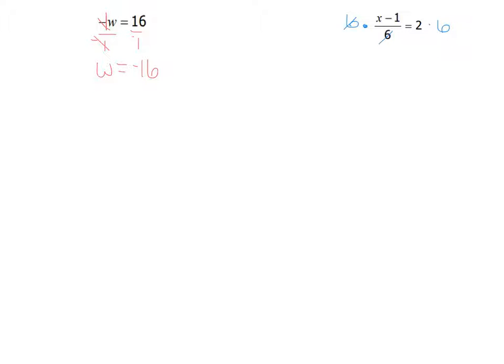So these 6's cancel. I'm left with x minus 1 on the left, and then 2 times 6 is 12. Well, now it's just a one-step equation. X minus 1, the inverse operation would be plus 1. I add 1 to both sides, and I get x is 13.